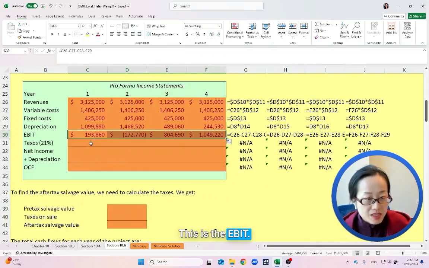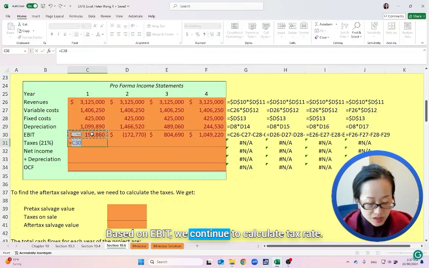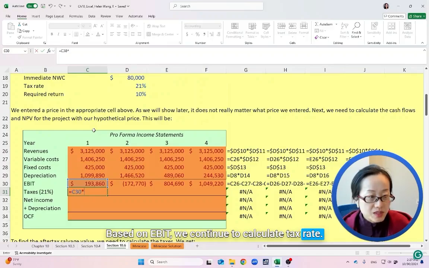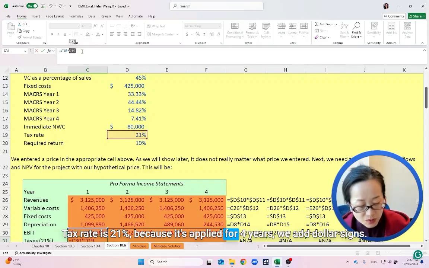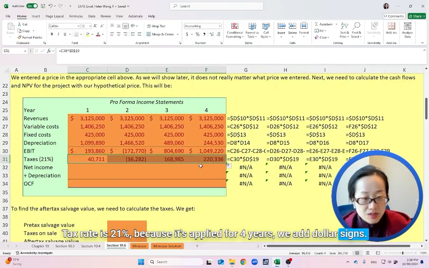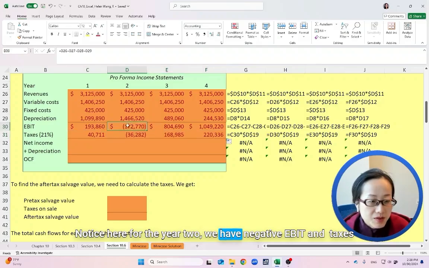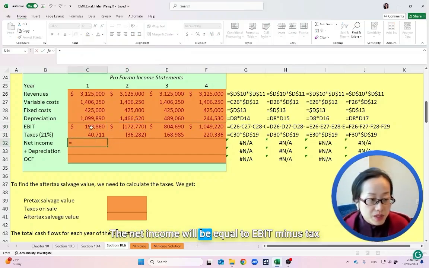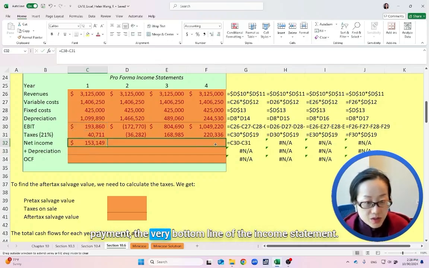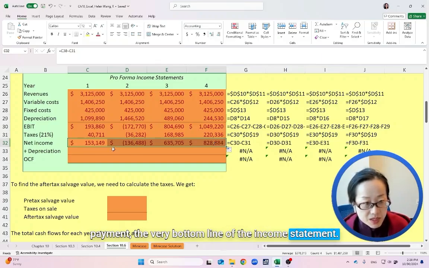This is the EBIT. Based on EBIT, we continue to calculate taxes. The tax rate is 21%. Because it's applied for 4 years, we add a dollar sign. Notice here for year 2, we have negative EBIT and a negative tax payment, because in year 2 we have the largest depreciation expense. The net income will be equal to EBIT minus tax payment, the very bottom line of the income statement.